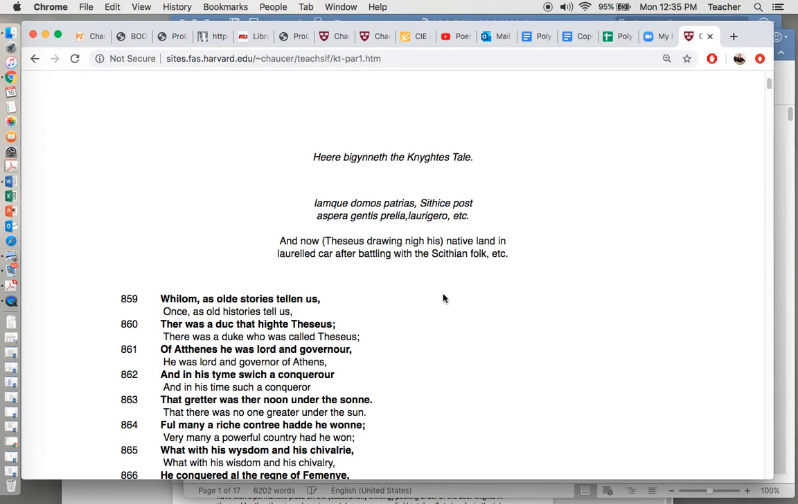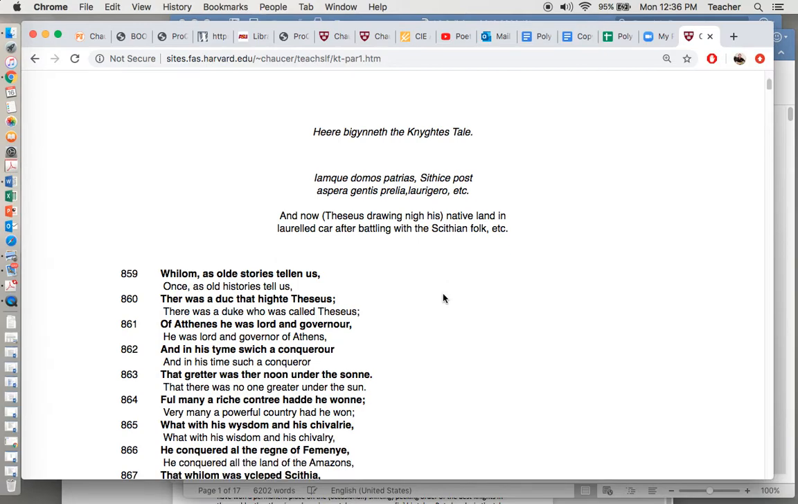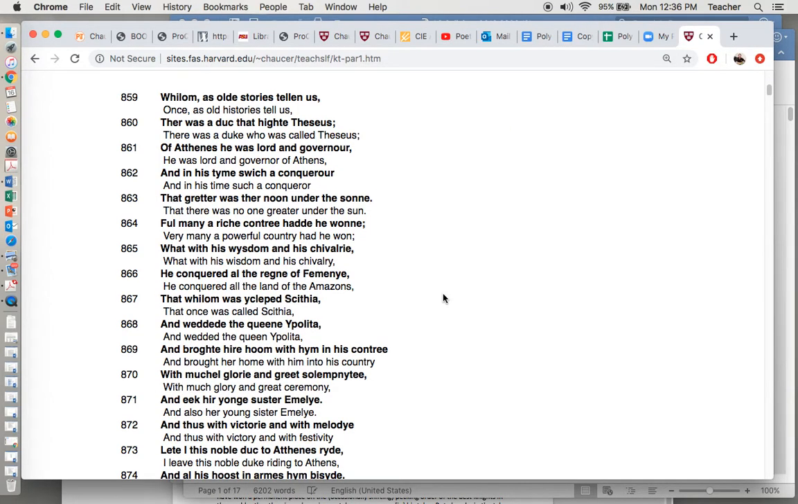So again, we're medievalizing or contemporizing for Chaucer these ancient stories, and Boccaccio was ahead of Chaucer on this, but Chaucer is taking Boccaccio's ideas in some different directions. Okay, line 859. I'm going to butcher this Middle English. Just bear with me, please.